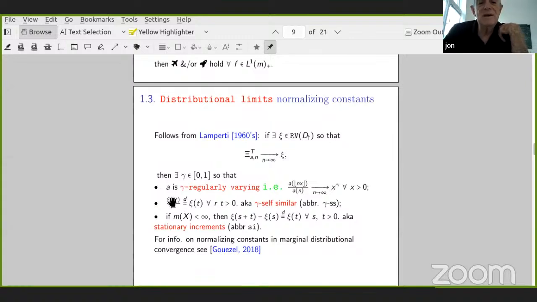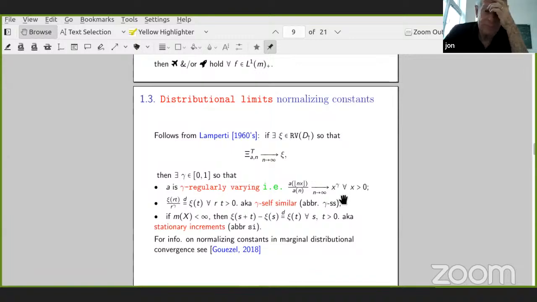So that means that if I define this as a measure-preserving transformation and happen to have a finite invariant measure, then the increments would also be stationary. That's called stationary increments. So we have a lot of information for the functional convergence of distribution functions. Things are quite nice for those, relatively simple, but information on normalizing constants for marginal distributional convergence gets a lot more complicated, and you can check out a paper of Wiesel from 2018.